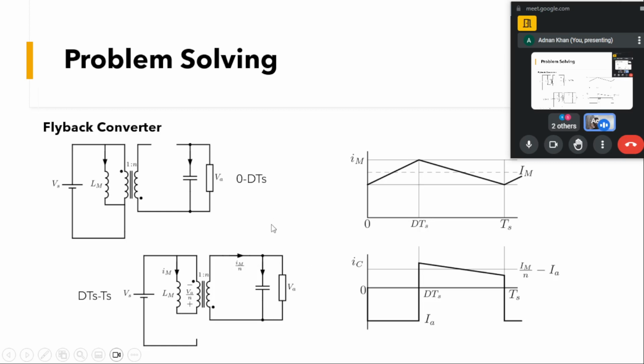Now we will see IC. For the 0 to DTS interval, this device was off, so the current through the capacitor was the negative of the output current. So IC will be equal to minus Ia. And when this device is turned off and this device is turned on, the current that flows through the primary causes some current to flow through the secondary, equal to Im by n, and the current through the capacitor will be equal to Im by n minus Ia. If you look at these equations, they are similar to the buck boost topology.